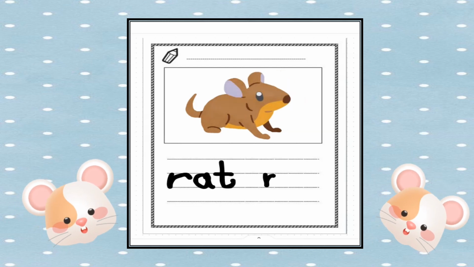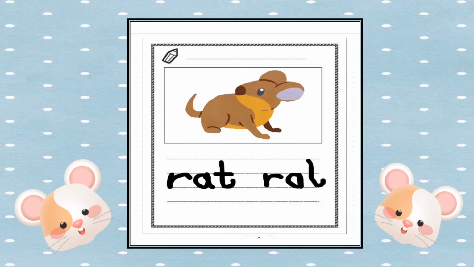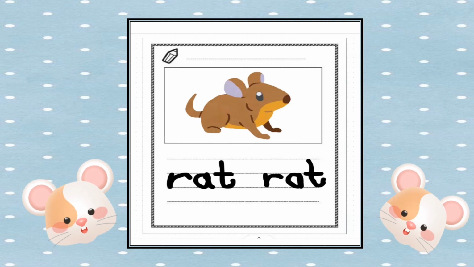Start at the top, down and up and curl it. A. All the way round, up and down. T. Start at the top, down and curl and cross it. Very good.